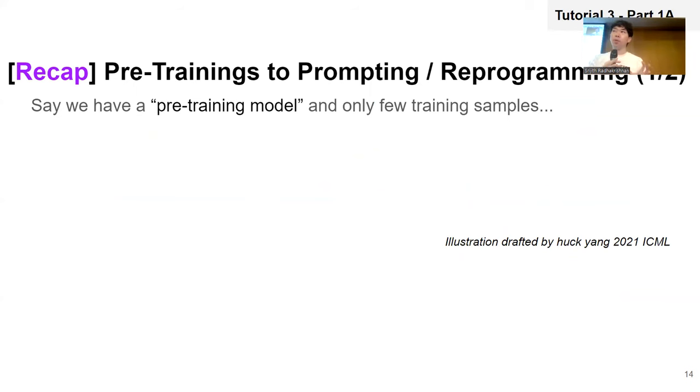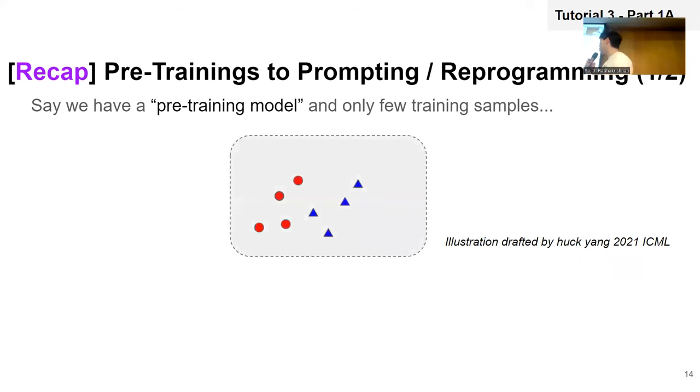Outside this error there are two terms. One is the representation power, one is the estimation power, and the pre-trained part is mostly frozen. But what is the motivation behind prompting and reprogramming? I'm going to introduce this work later, but right now you can think of them as coming from the same perspective. So think about a scenario like this: say we have a pre-trained model with only a few samples.